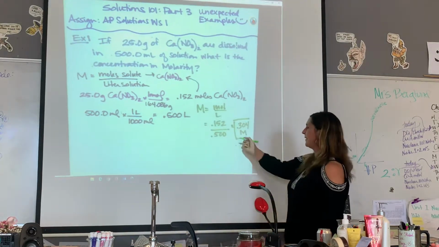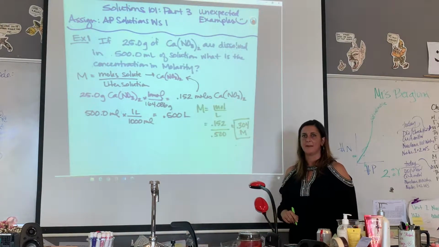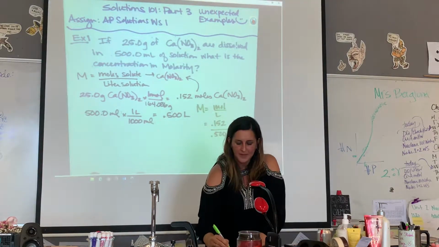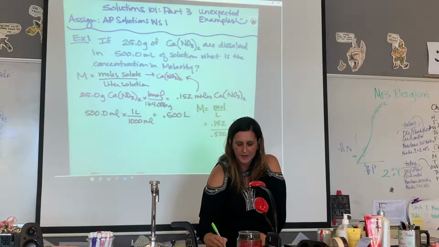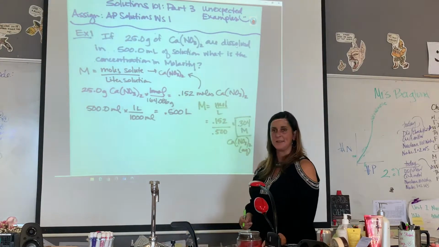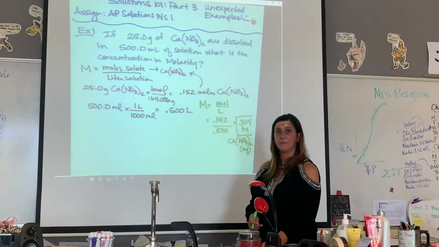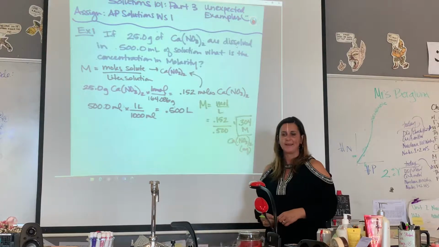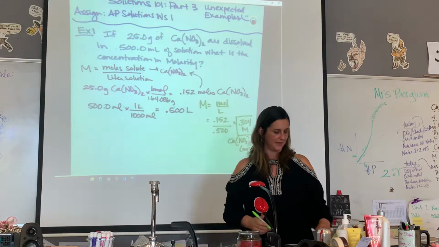You show a capital M there for your molarity. So we'd say that's 0.304 molar calcium nitrate, and that would be aqueous, meaning that it's dissolved in water. So that's our first example for finding molarity.